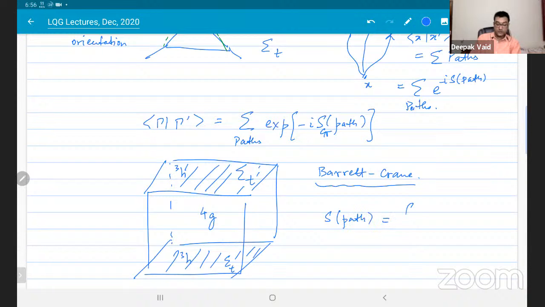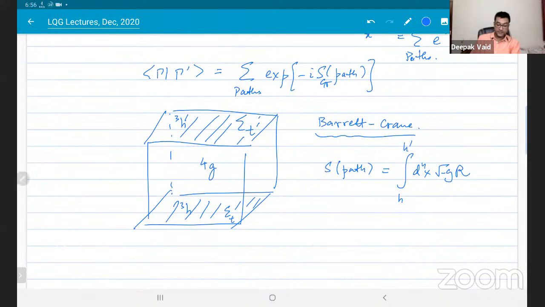This S path should just be the integral from H to H prime, where H is the three metric on the initial slice and H prime is the three metric on the final slice. If you choose to write it in the Lagrangian, in the 3+1 form, you can write it like this: dt goes from H to H prime, integral d cubed x, then n root H, and then you have the ADM Lagrangian. n is some shift parameter. Root H is the determinant on each of the slices in between.